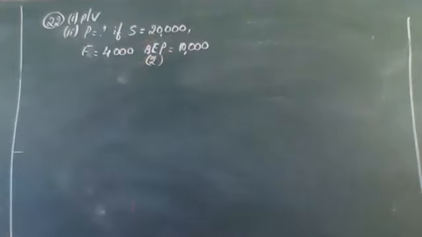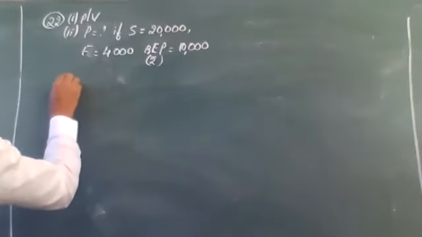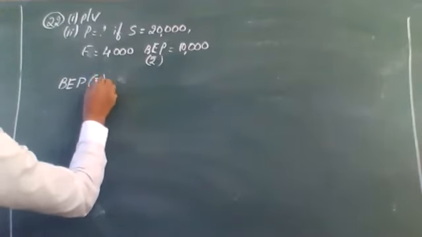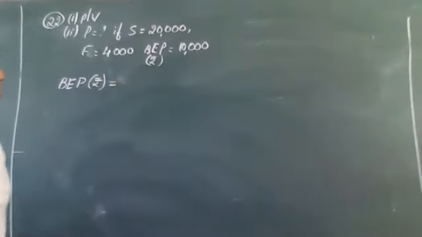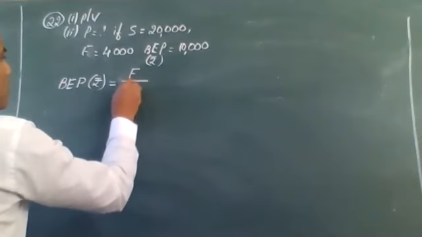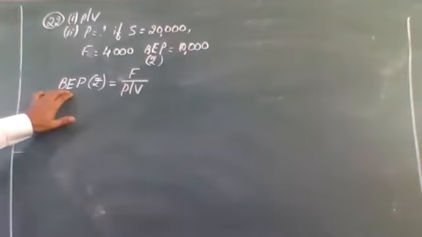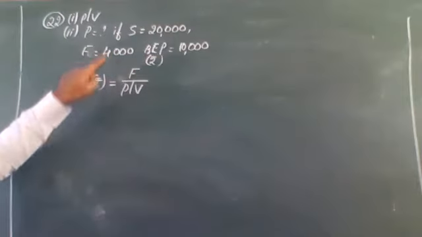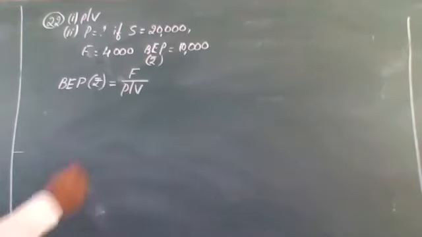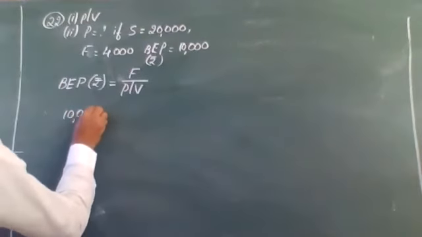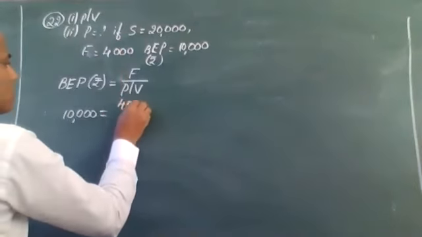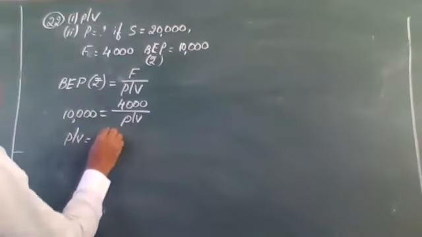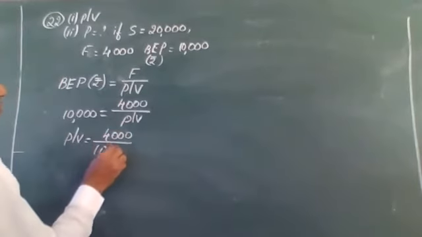So I will start with this formula. Think of break-even point in terms of rupees formula. BEP rupees formula. Break-even point in terms of rupees is equal to, what is the formula? Fixed cost divided by PV ratio. So BEP rupees, I know it is 10,000. Fixed cost, I know it is 4,000. So can't we find out PV ratio? Yes. So break-even point is 10,000. Fixed cost is 4,000 by PV ratio. So PV ratio going the other side becomes 4,000 divided by 10,000.